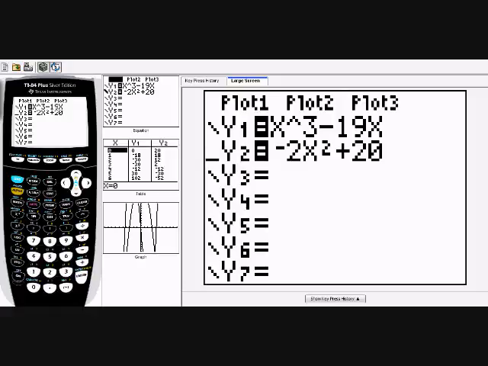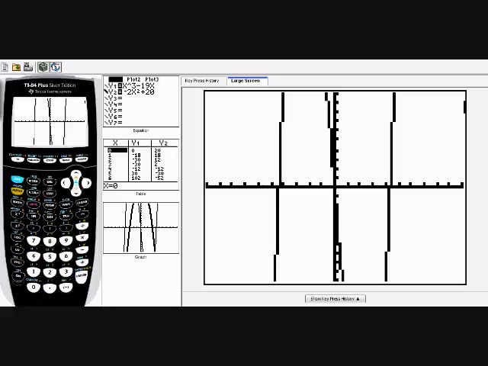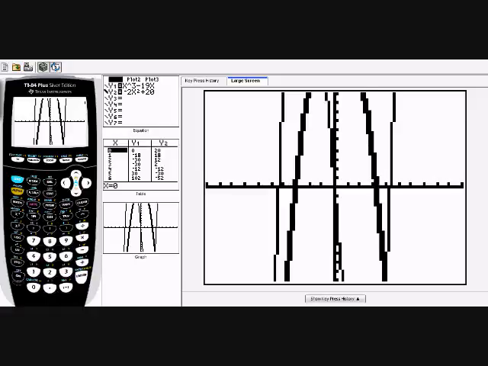Now that one's going to look different on the graph than the first one. It's going to have a thick line is what it's going to do. So let me hit graph again, and I'll show you what it's doing. Okay. There's my first graph. And here comes my second graph.